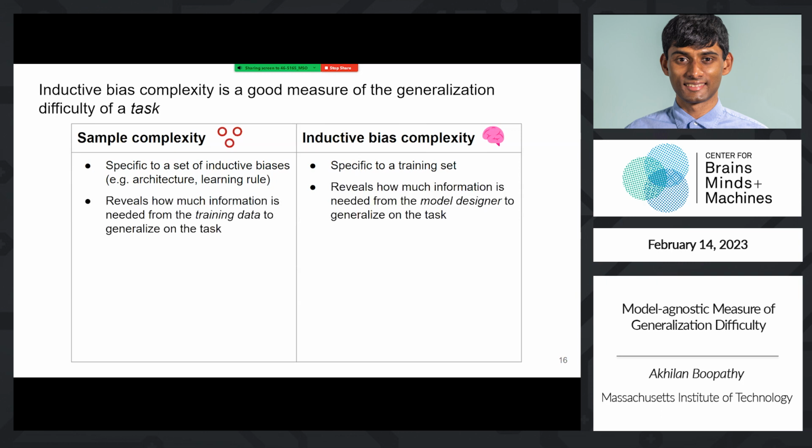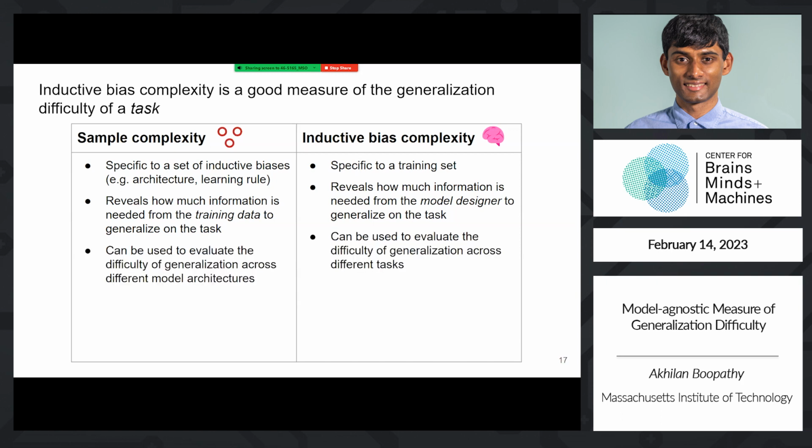Sample complexity tells us how much information is needed from the training data's perspective. So how much information training data provides in order to generalize. Inductive bias complexity tells us how much information comes from us as model designers. So how much information do we put into the architecture, the learning rule, even the initialization, and so on. Sample complexity can be used to evaluate different models. So we can say model A is better than model B because model A requires fewer samples to generalize with. In the same way, inductive bias can be used to compare different tasks. So we can say task A is better than task B because task A requires more inductive bias from us as model designers.